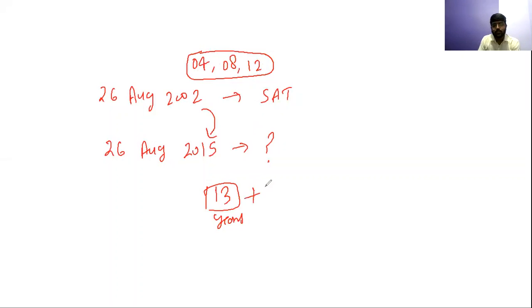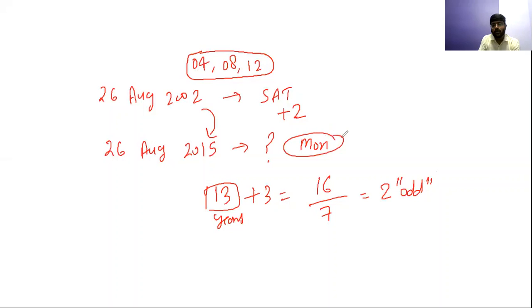So you just add 3 to this. 13 plus 3 is 16. 16 cannot be the odd days, so I divide by 7 and I get 2 odd days. So you just add 2 to your Saturday. If you add 2 to Saturday, it will be Sunday and Monday. So Monday is your answer for this question.